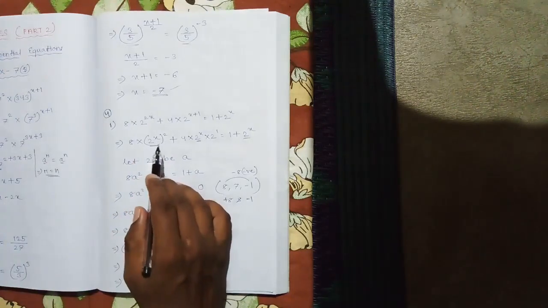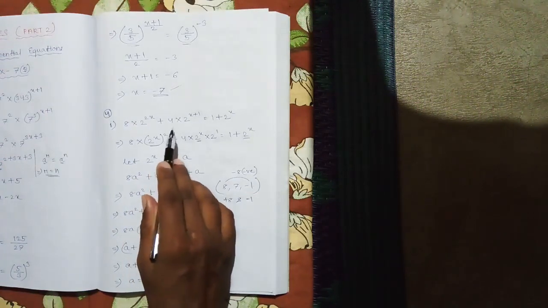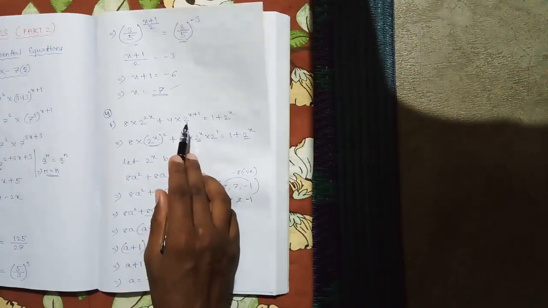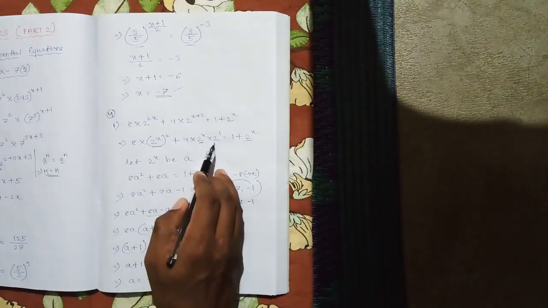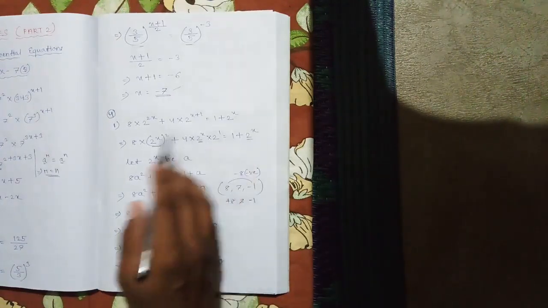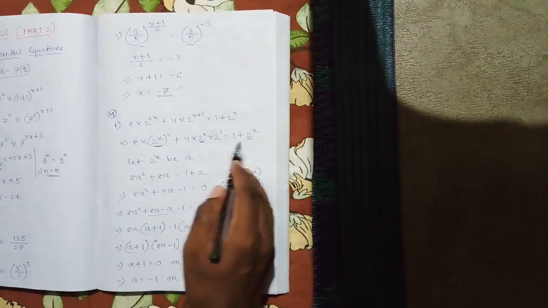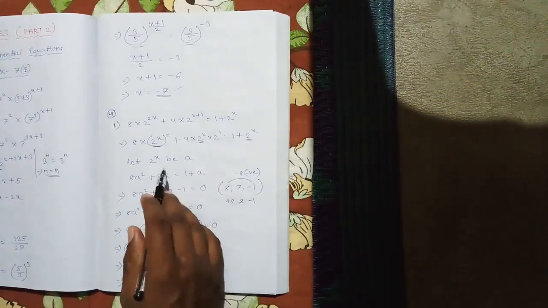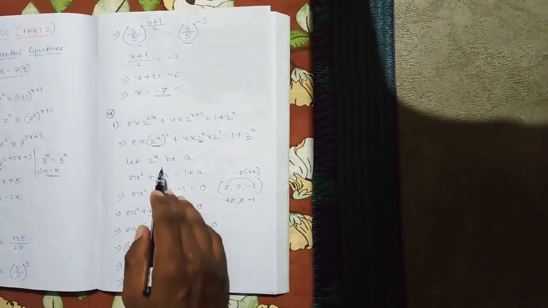So this can be written as 2 power x whole power 2, then 4, 2 power x plus 1 can be written as 2 power x into 2 power 1, product law, which is equal to 1 plus 2 power x. Now we have 2 power x everywhere, as you can see. So let us take some other variable a. Let 2 power x be a.